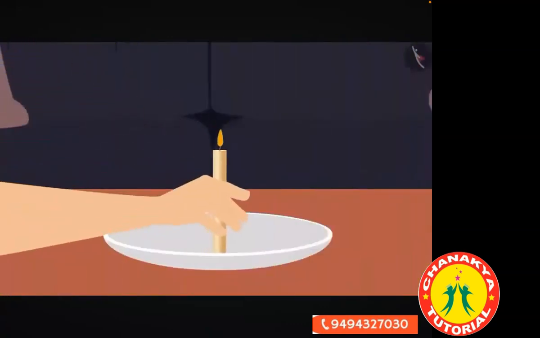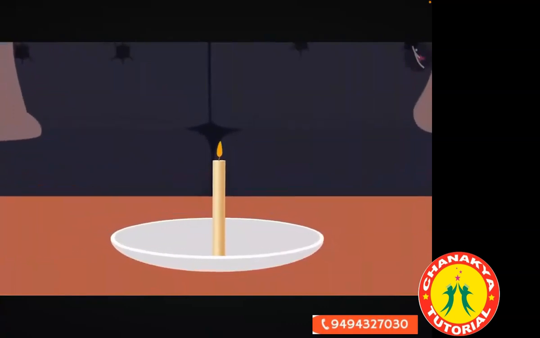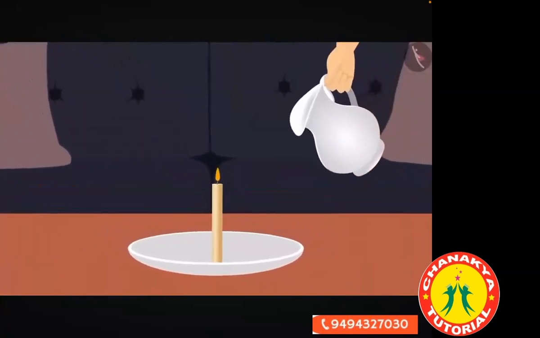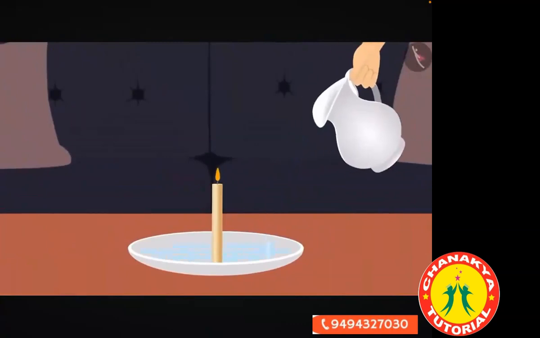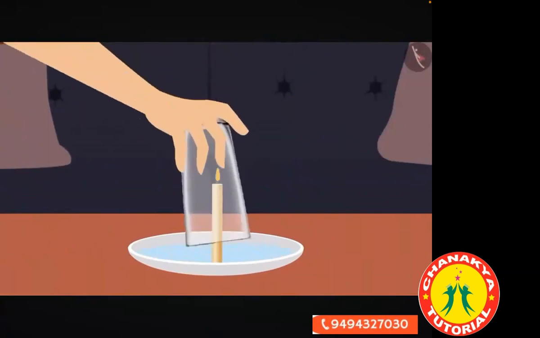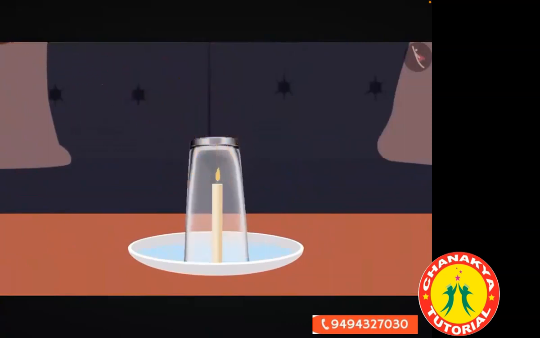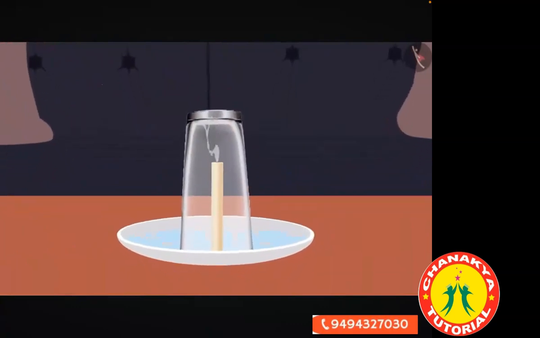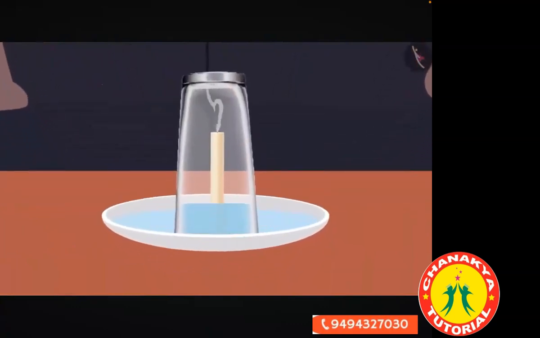Ankit lights up the candle in the plate. Pavan slowly pours water in the plate and fills it halfway. Now Ankit covers the candle with a glass. The candle light starts to flicker and extinguishes after a while. See, the water level has risen up in the glass. It means that the space created by the burning of oxygen was taken up by water.